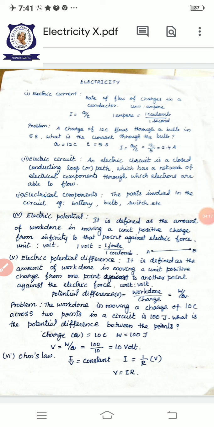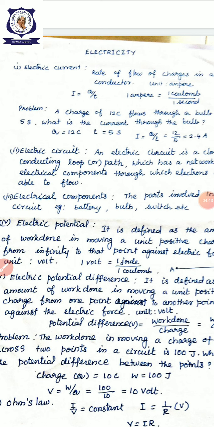Is it clear? Let us see a problem. A charge of 12 coulomb flows through a bulb in 5 seconds. What is the current through the bulb? Q is equal to 12 coulomb, T is equal to 5 seconds. That means the charge is 12 coulomb, the time taken to flow is 5 seconds, then I is equal to Q by T, that is 12 by 5, which is equal to 2.4 ampere. Is it clear?